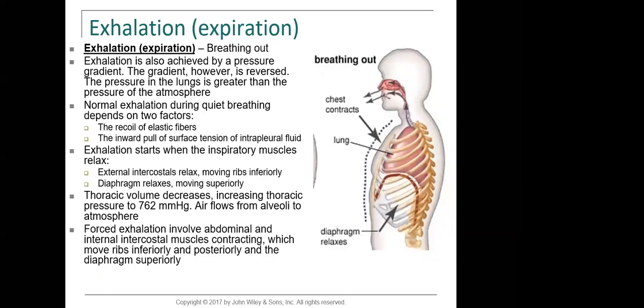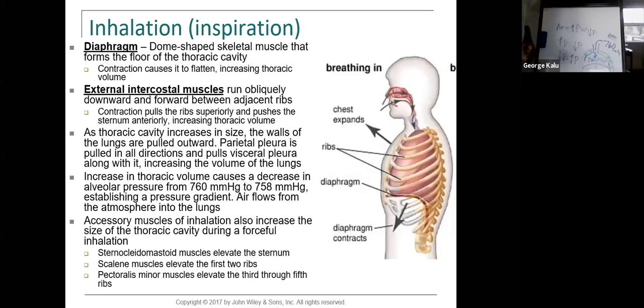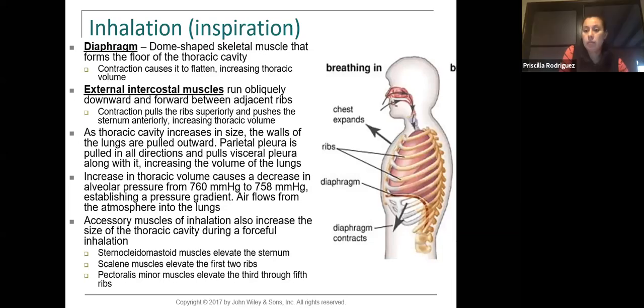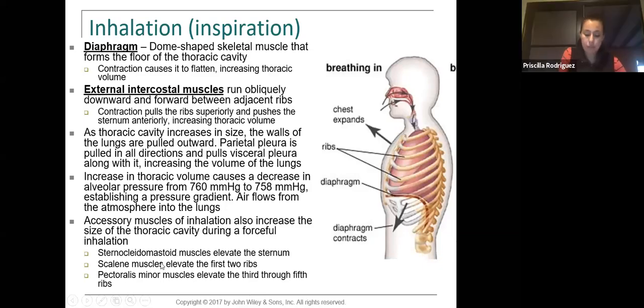Can you repeat the accessory muscles for more rapid inhalation? Yeah. So it's a more forceful inhalation. When you take a really deep breath in, that big breath, in order to make it, you're going to be using these accessory muscles: the sternocleidomastoid, the scalene, and the pectoralis minor.